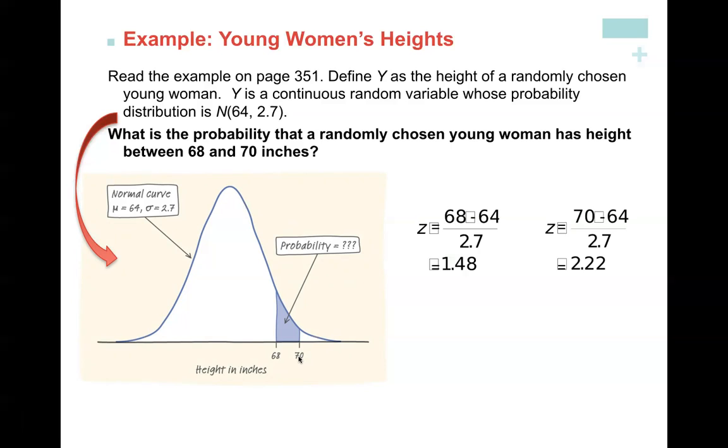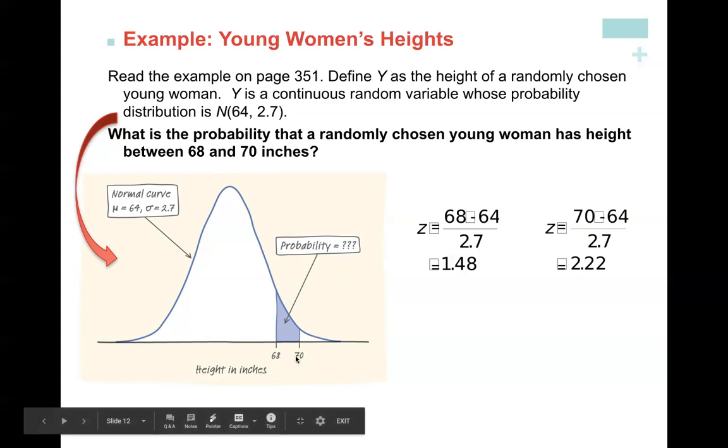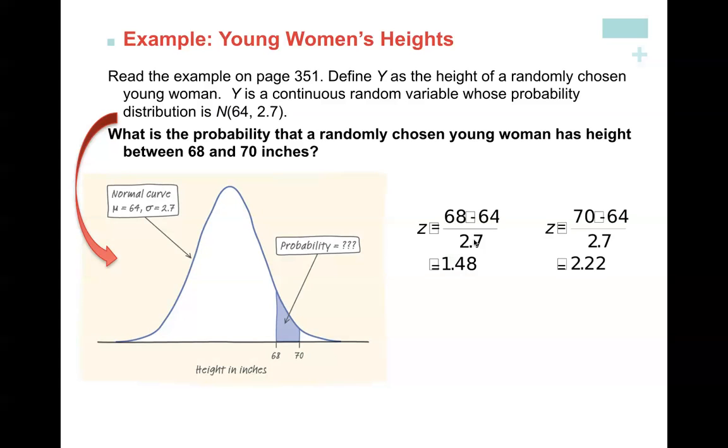Well, how did we do this way back in chapter 3? We standardized first. So we got the z-scores for 68 and 70. On the standard normal, 68 is just 68 minus 64 over 2.7, so 1.48 standard deviations right of the mean. 70, when we standardize that, is 2.22 standard deviations to the right of the mean. So the interval of interest is just this shaded region. So our compound probability statement is, what's the probability that 1.48 is less than or equal to Z is less than or equal to 2.22?